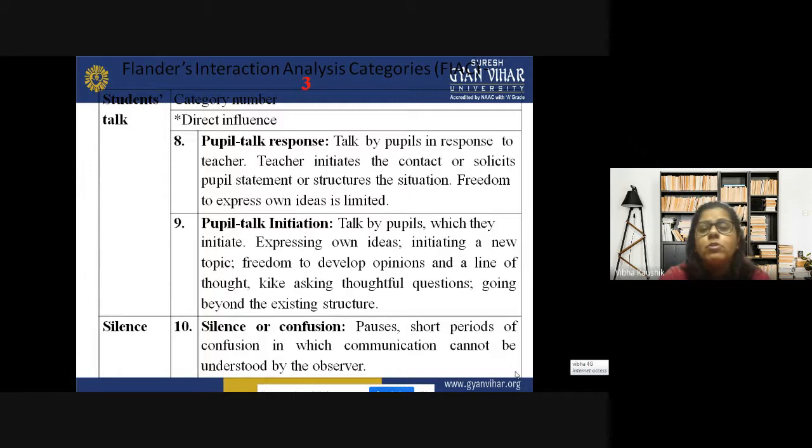Pupil talk. Response: talk by pupil in response to teacher. Teacher initiates the contact, or solicits pupil statements, or structures the situation. Freedom to express own ideas is limited.